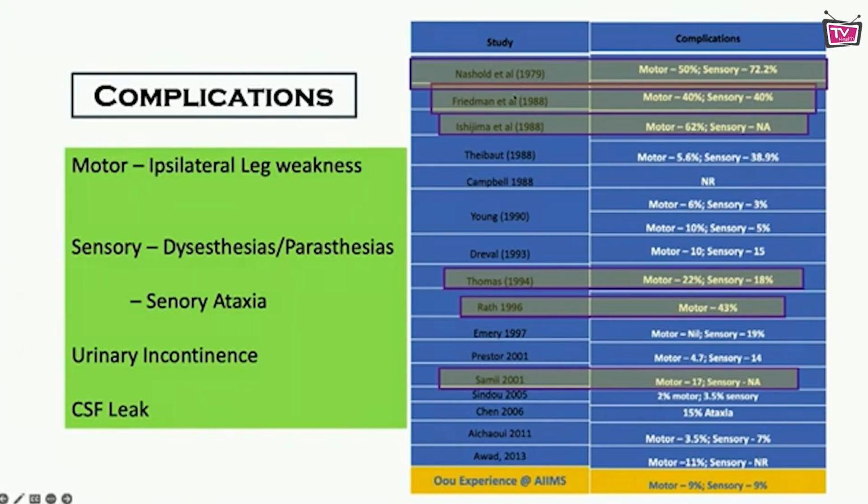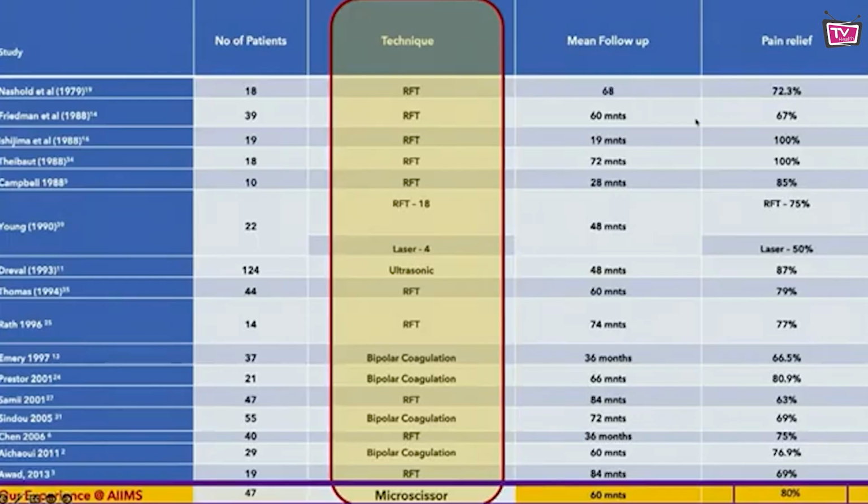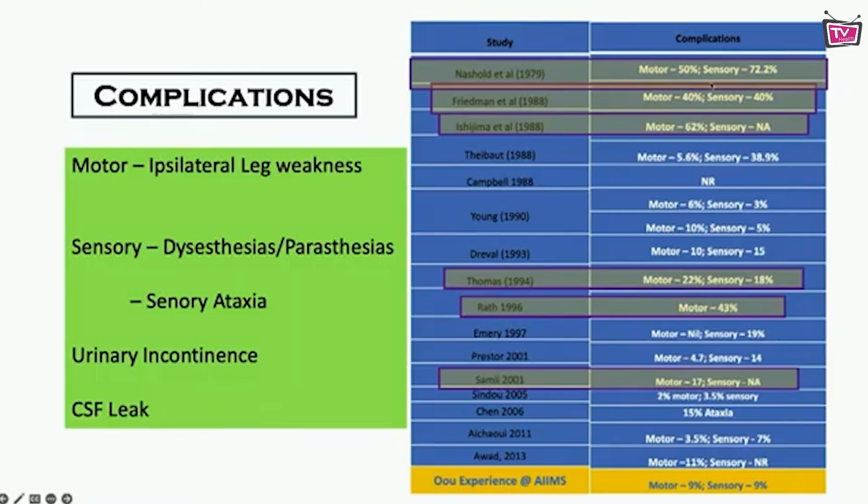So if you see this table here, most of the complications which used to happen in the past, basically you can see that motor is 50% and sensory is 75% in the initial Nashville series. Sorry, and similarly the complication rates were higher. But then in our technique, since we are not using any energy based lesioning, we are just using the mechanical disruption. So that is probably one of the reasons that we have had some good outcomes.